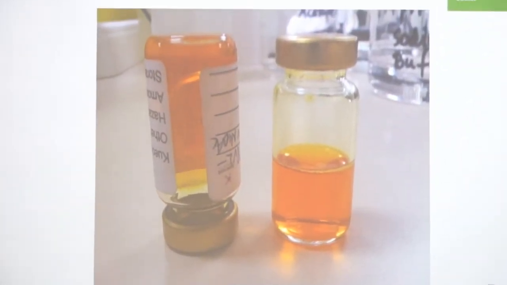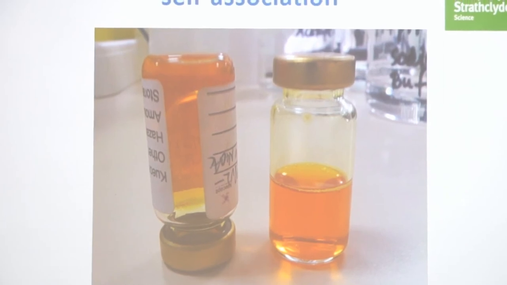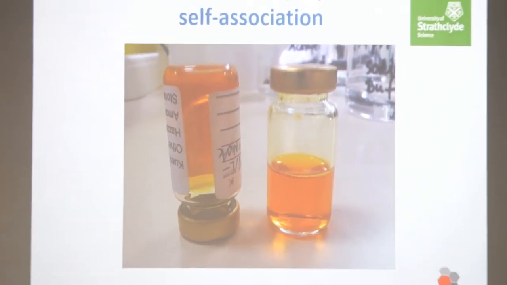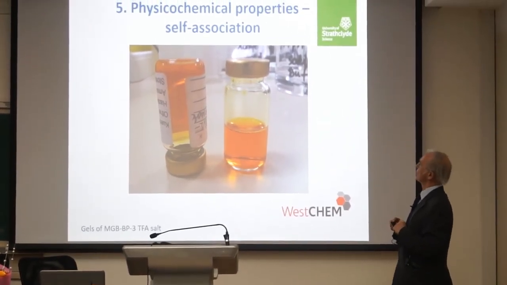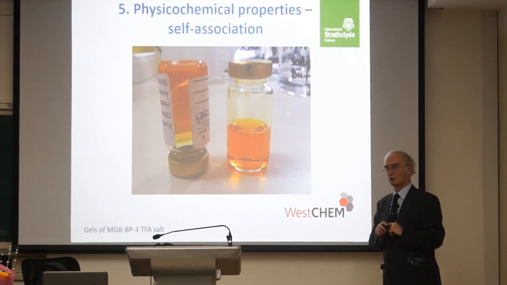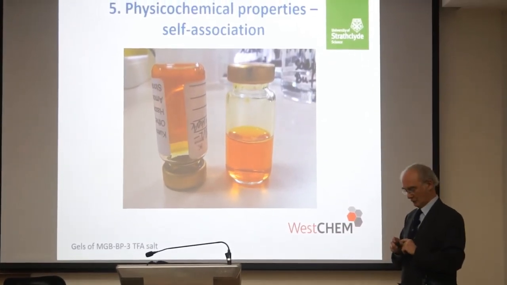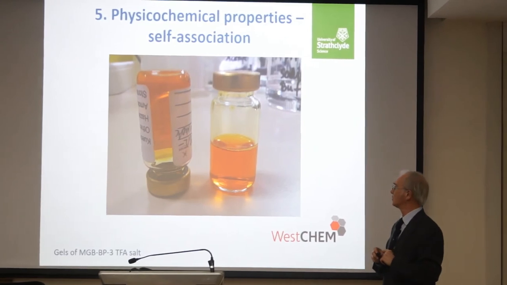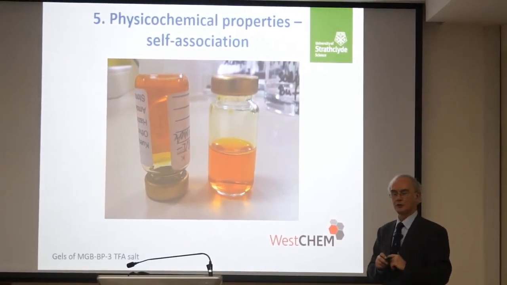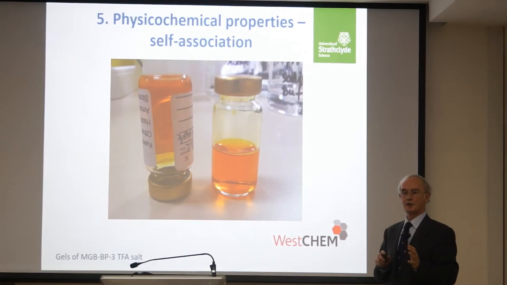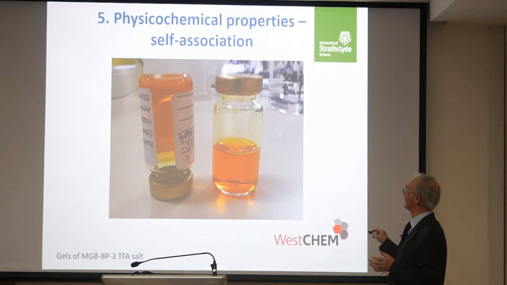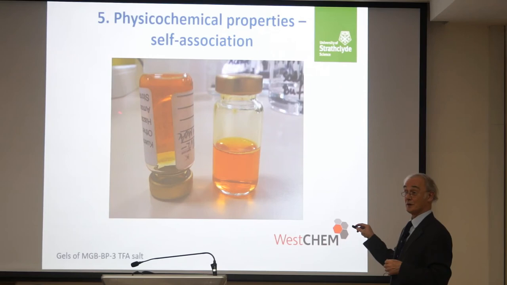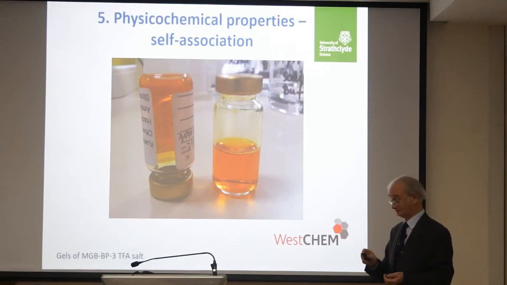Well, it's not all as simple as that, because getting a medicine requires that you can get it properly formulated and then delivered to the patient. And it turned out that this class of molecule, like BP3, has some challenging physical chemical properties, to put it politely. If you make up solutions in certain buffers and then allow them to stand, it forms gels. Here we've got a sample of BP3 that was made a couple of hours earlier. Turn it upside down, it's just stopped flowing.